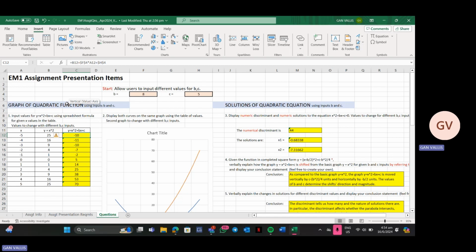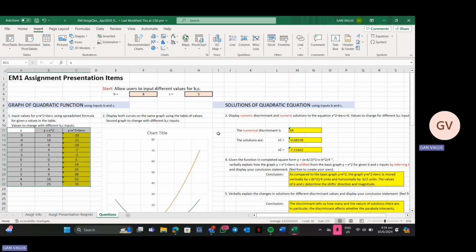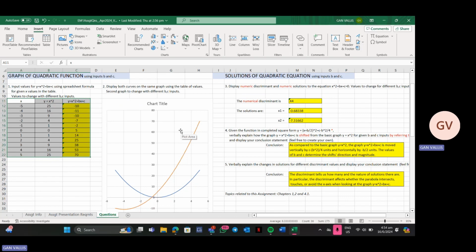For question 2, in order to get this graph, I just copied this entire table and went to insert and put in the charts. Y equals x squared represents a basic quadratic function and is a parabola that opens upwards, symmetric around the y-axis, and it passes through the origin (0, 0).